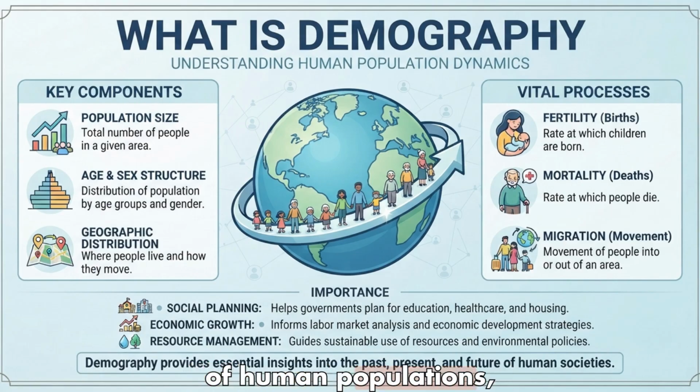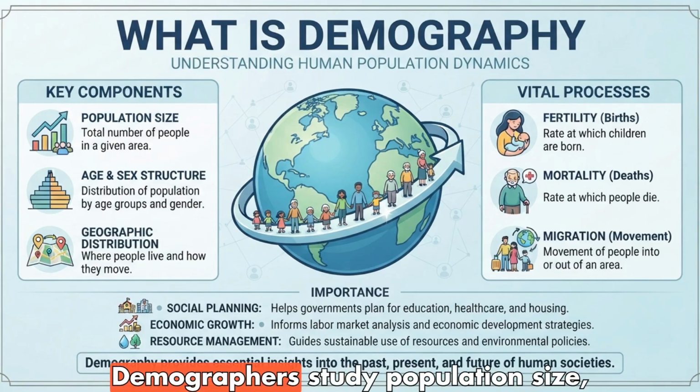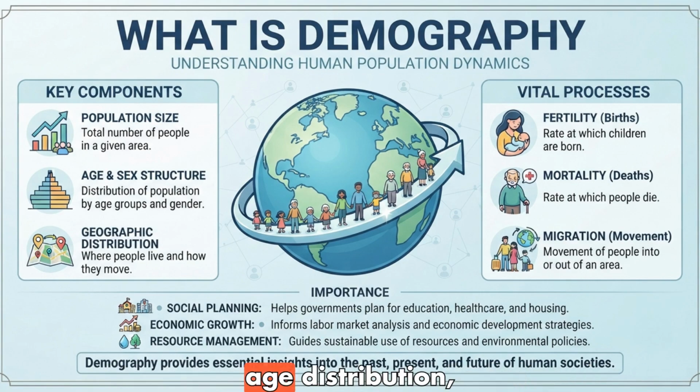Demography is the study of human populations, their size, structure, and composition, and how these change over time. Demographers study population size, age distribution, birth and death rates, migration patterns, and social characteristics like education and occupation. This helps understand how societies grow, decline, and change over time.